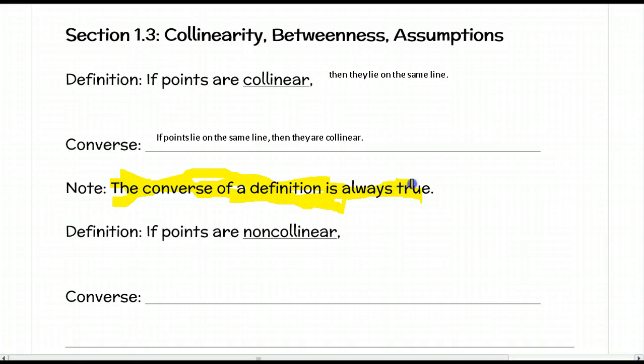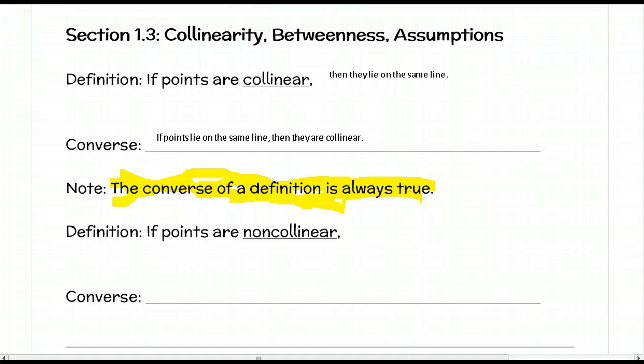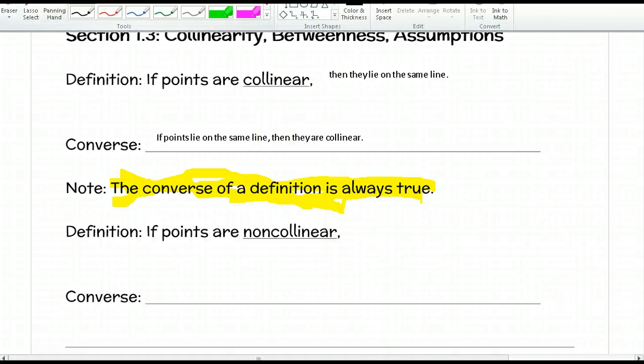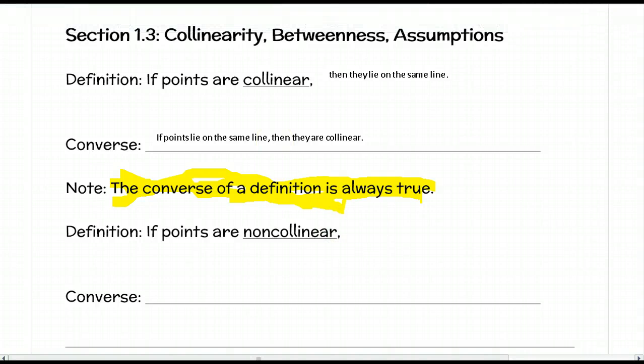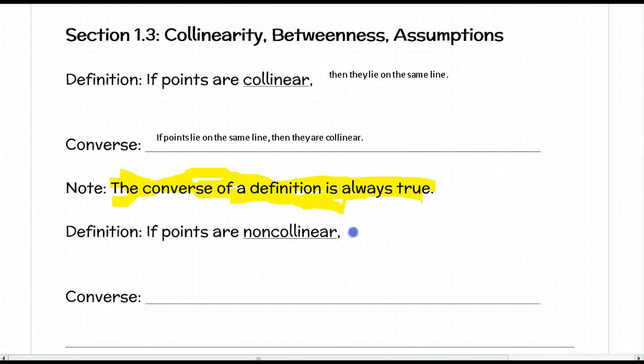That is some good highlighting. Okay, so keep that in mind. Converse of the definition is always true. It's reversible. We also can say it's biconditional. So let's talk about now, if points are non-collinear, I'm sure you've guessed it already, then they do not lie on the same line.